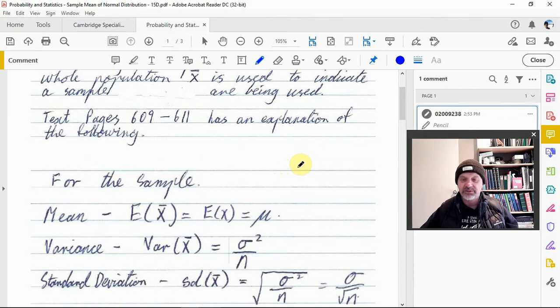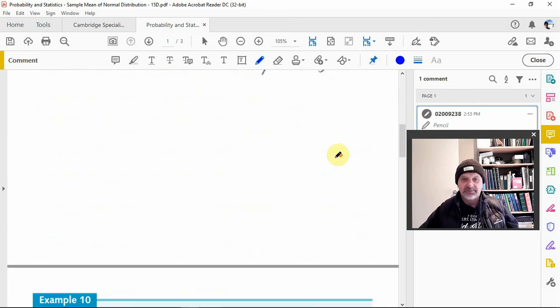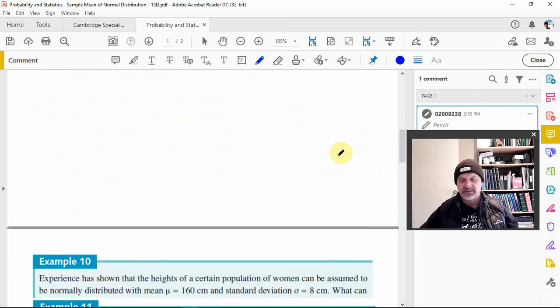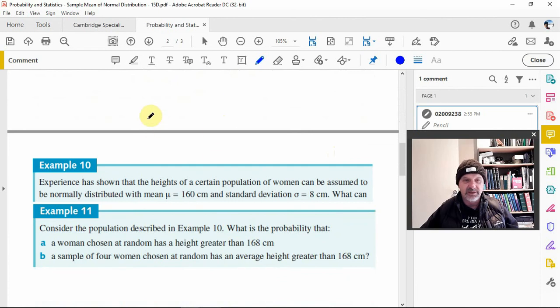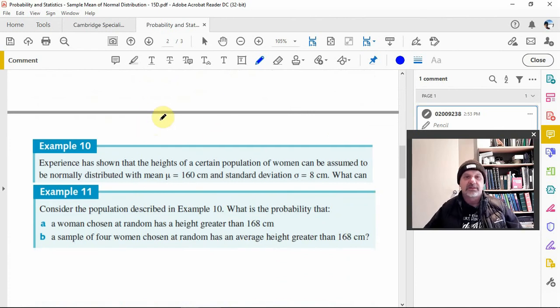Otherwise, all we have to do is be able to use these things. Alright, so let's have a look at an example. Right, example 10, we're not doing example 10, but it's got the information we need for example 11. So experience has shown that the heights of a certain population of women can be assumed to be normally distributed with a mean of 170 and a standard deviation of 8.